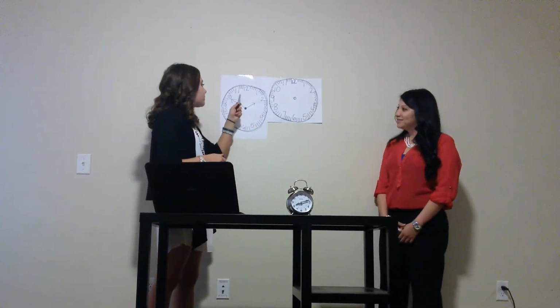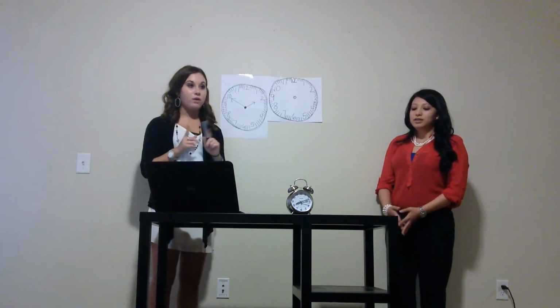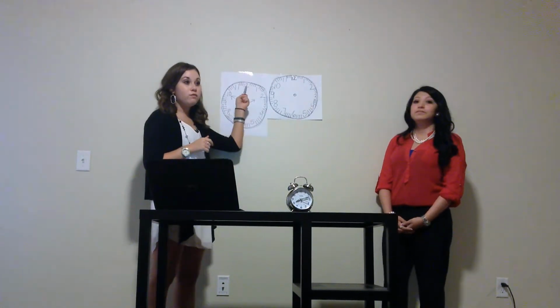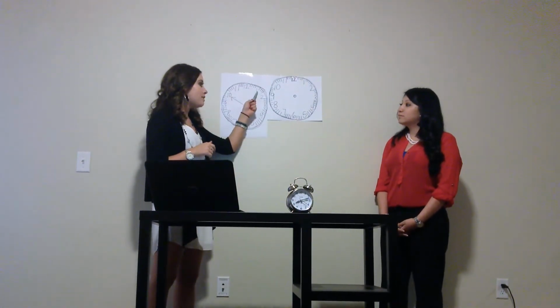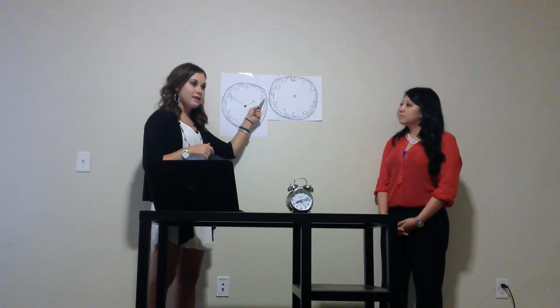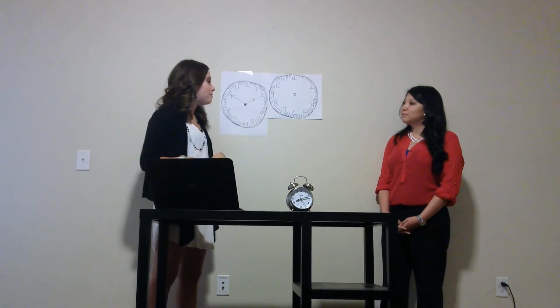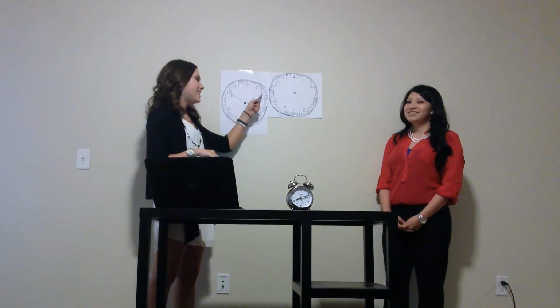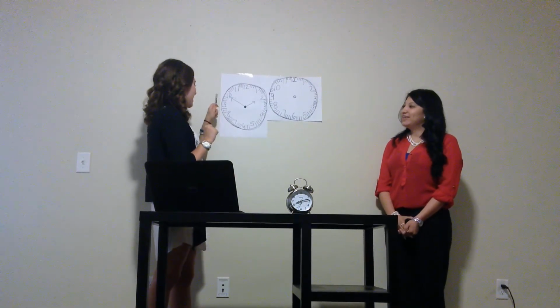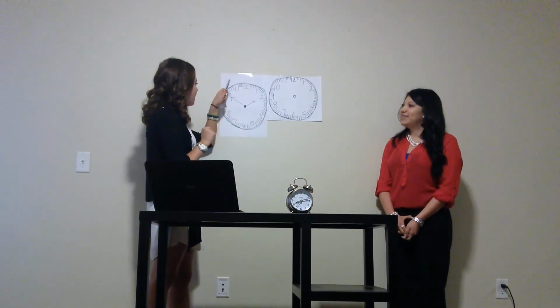So these numbers right here are going to go by 5s because remember there's 60 minutes in 1 hour. So if you start right here at the 12, which is 0, 1's going to be 5, 2's going to be 10. I know y'all know how to count by 5, so help me out. 5, 10, 15, 20, 25, 30, 35, 40, 45, 50, 55, 60.